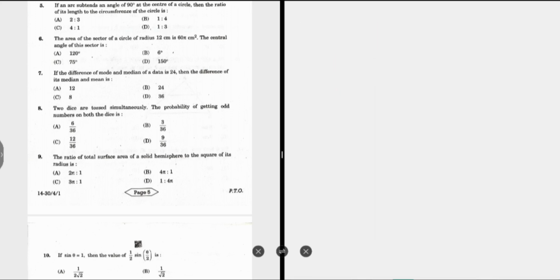Question number 8. Question number 8 is about dice. The probability of getting odd numbers on both the dice. We want odd numbers on both the dice, and we have to remember the sample space. When we toss two dice, the sample space will be 1 comma 1, then 1 comma 2, 1 comma 3, like that, and so on up to 6 comma 6. So how many total observations will there be? 36 total observations.